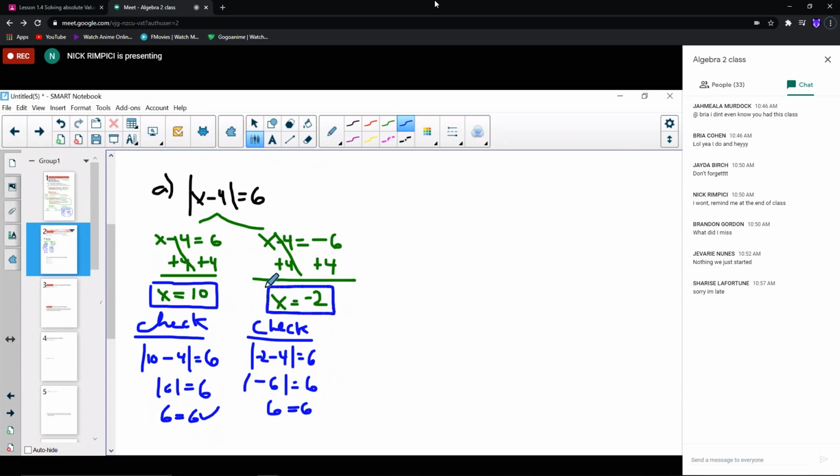Both of these values of x make this equation balance, or make it truthful. You put 10 in there, 10 minus 4 is 6. Absolute value of 6 is 6. It works. Drop negative 2 in there. Negative 2 minus 4 is negative 6. The absolute value of negative 6 is positive 6, and it makes the statement work as well. So both of these are valid.